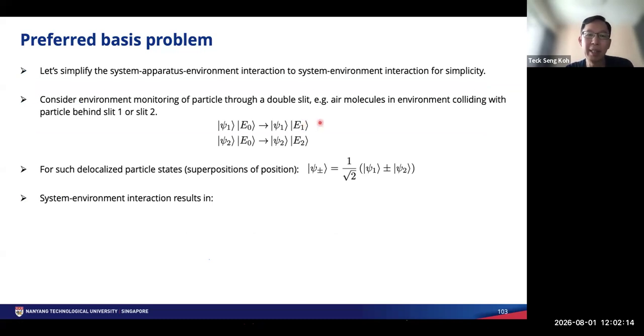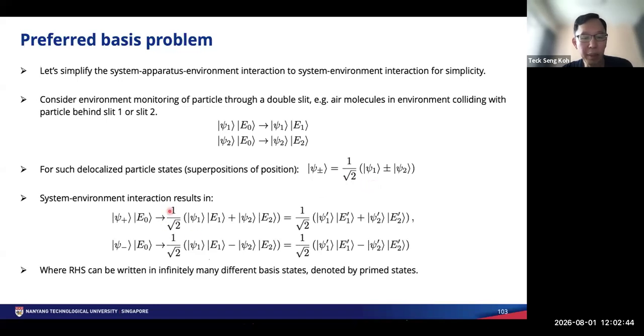So the idea is this, right? Now we change system-apparatus-environment to just system-environment. Everything remains the same, the rules of measurement, but this time we think about the environment as measuring, from the ready state 0 to the state of the system 1. Again we have a superposition state for the system, and then the system-environment interaction results in entangled states between system and environment. Here we have two states of the system, the plus state and the minus state, right? So the entangled state also has the plus and minus.